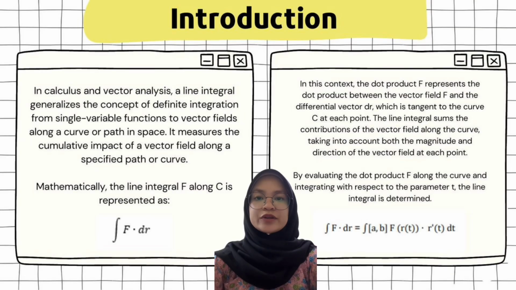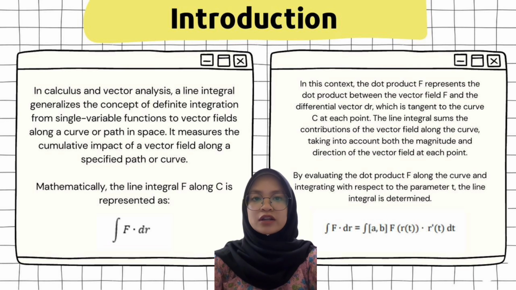Starting off with the introduction, in calculus and vector analysis, a line integral extends the concept of definite integration from a single variable function to a vector field along a curve in space, measuring the cumulative impact of a vector field along a specified path. Mathematically, the line integral of a vector field F along a curve C is written as the integral of F dot dr, where the dot product F dot dr represents the interaction between the vector field and the tangent vector dr at each point on the curve.